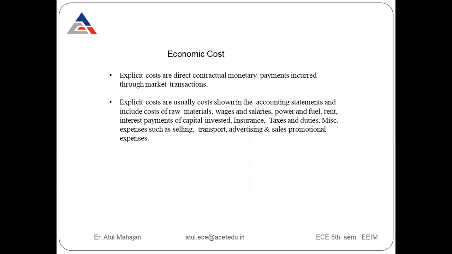Explicit costs are usually costs shown in the accounting statements and include the cost of raw materials, wages and salaries, power and fuel, rent, interest payments on capital. They mainly include all your fixed cost and the variable cost. So explicit cost is basically the combination of your fixed and variable cost that may include all the cost of raw materials, wages, salaries, power, fuel, rent, interest payments. All these things will be covered in your explicit cost.